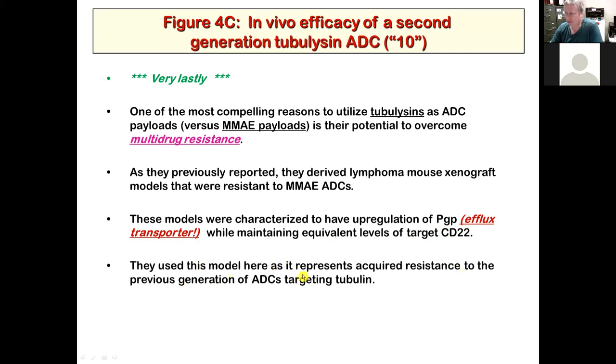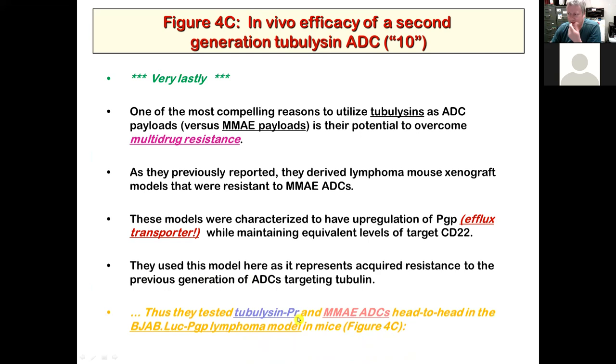They use this model here as it represents acquired resistance to the previous generation of ADCs targeting tubulin, because a lot of ADCs that target tubulin are having this problem of multi-drug resistance.